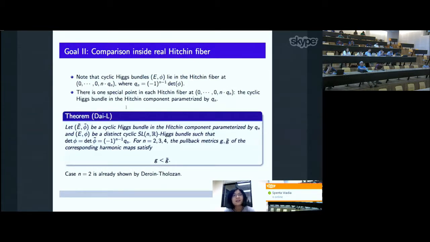So the next thing is a comparison inside the real Hitchin fiber. So we know that if we calculate the Hitchin fibration for a cyclic Higgs bundle by taking trace of phi squared, trace of phi cubed, until trace of phi to the n, we can see it's always 0, 0, 0 until the last one with the Qn there. And it's n times Qn because we use the trace of phi to the n. So Qn is also the determinant of this Higgs field. So again, inside each Hitchin fiber at this (0, 0, ..., nQn), there is a special point, which is the cyclic Higgs bundle in the Hitchin component, parameterized by Qn.